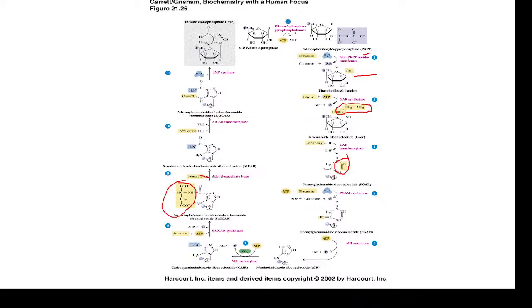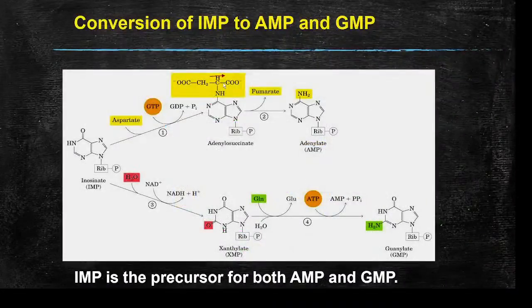Then again N10-formyl tetrahydrofolate will add one more aldehyde group. Then this will again undergo cyclization to form IMP. Okay. So then once this IMP is formed, it is immediately converted to AMP and GMP. So to this IMP, aspartate is added. So from this aspartate again fumarate is released to form AMP.